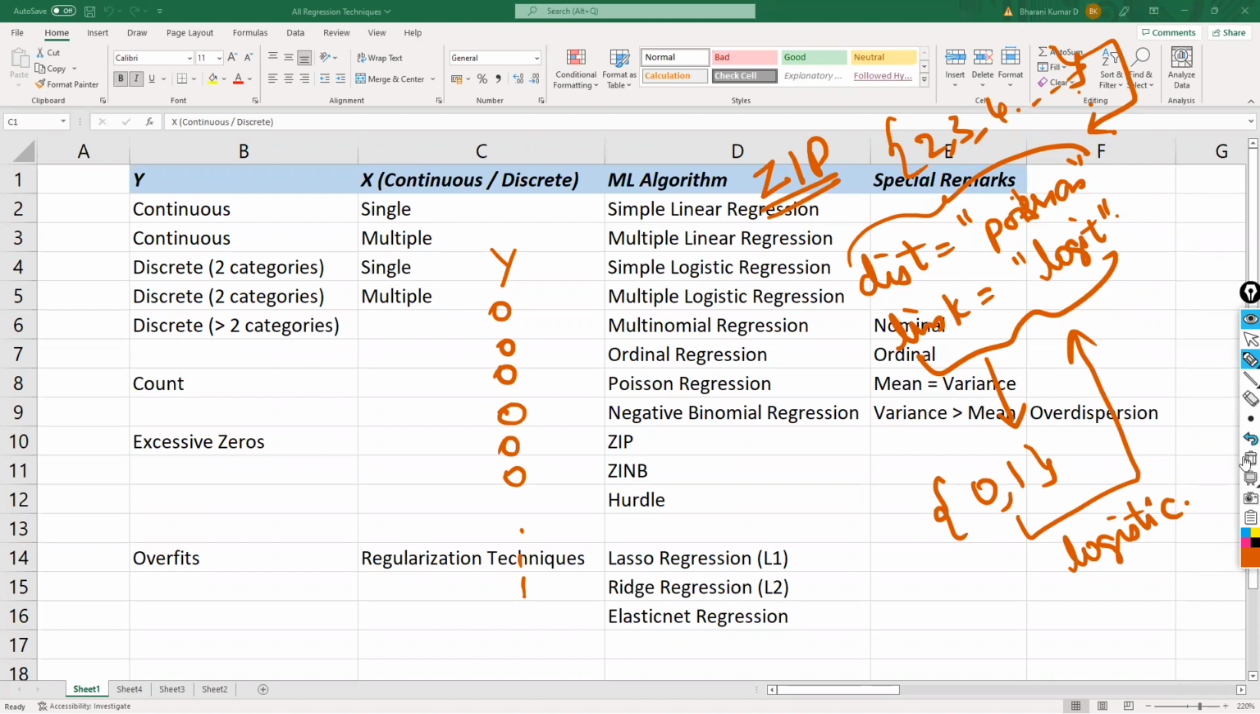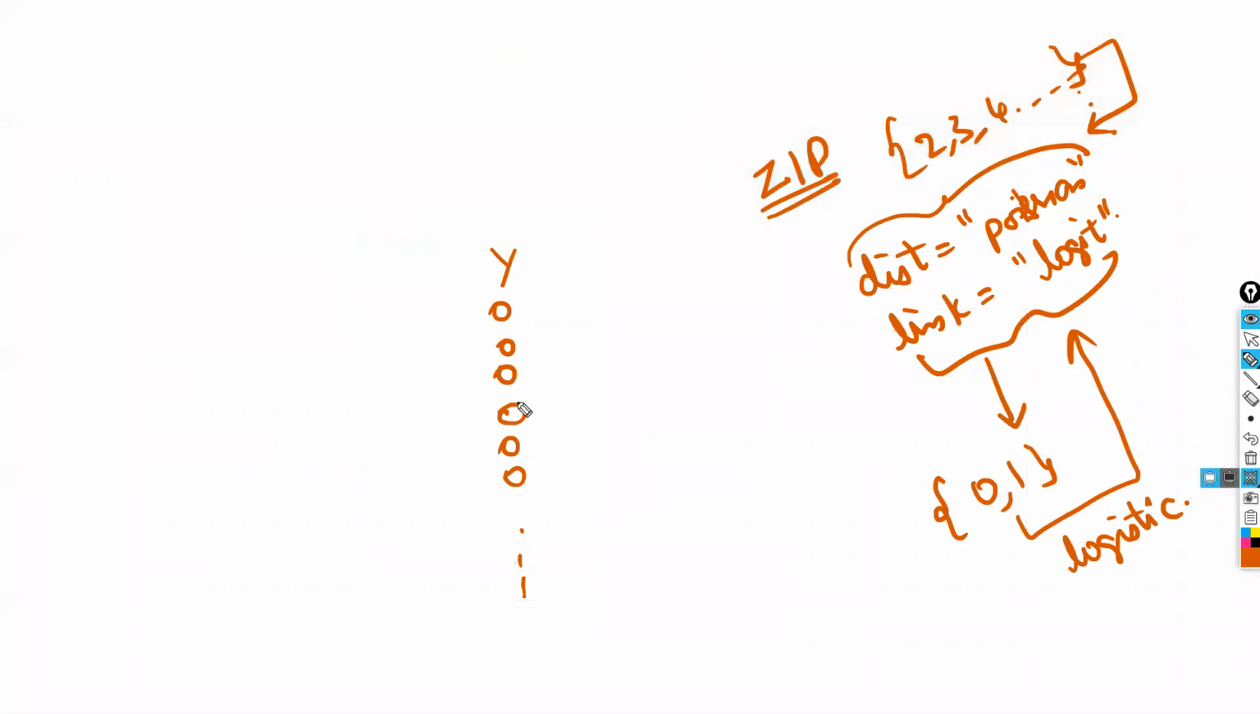Okay, this is how you build. If you have all these values, you only take zeros and ones, start treating them as a two-class problem, and build a logistic regression using this link function. And you take all the other values, 2, 3, 4, etc. Start treating them as a different distribution and build a Poisson regression.